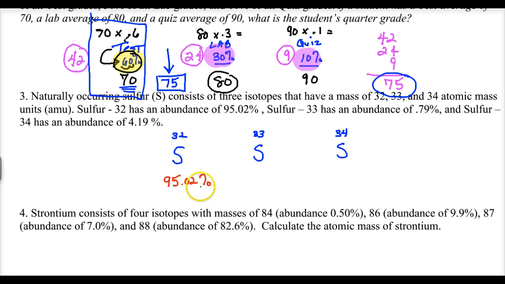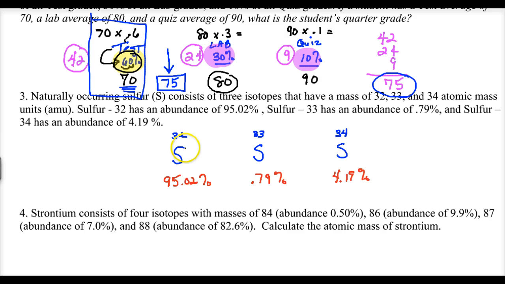95.02%. What does that mean? That most of all the isotopes of sulfur exist as sulfur 32. Sulfur 33 has an abundance of 0.79%. And sulfur 34 has an abundance of 4.19%. My friends, clearly my number is going to be closer to S32.